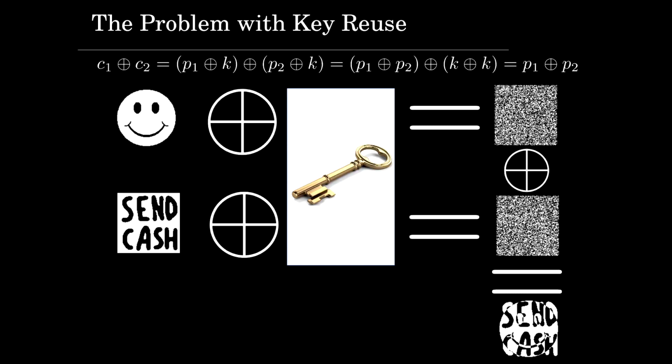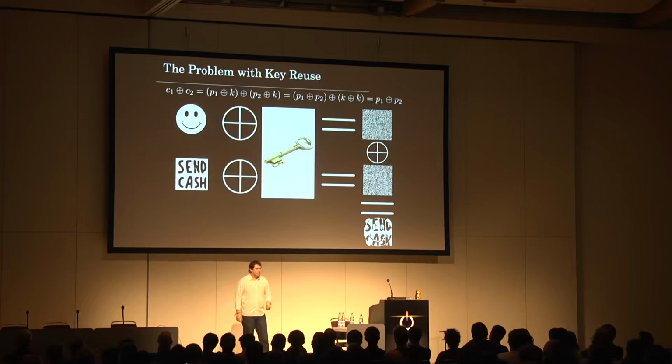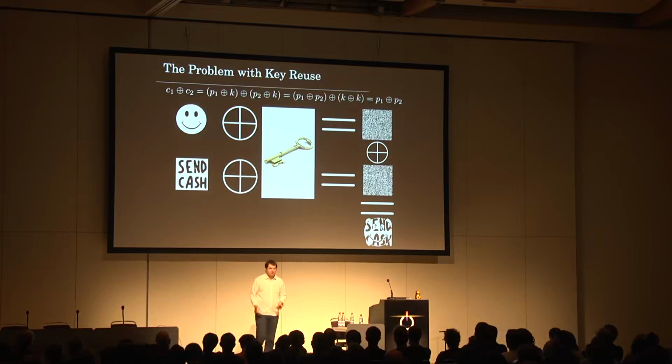As you can see here, it's very easy for Eve to take a look at this and have a very good idea of what the original plaintexts were. This is due to the redundancy in the two original plaintexts.